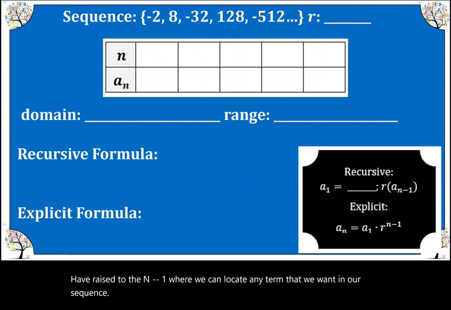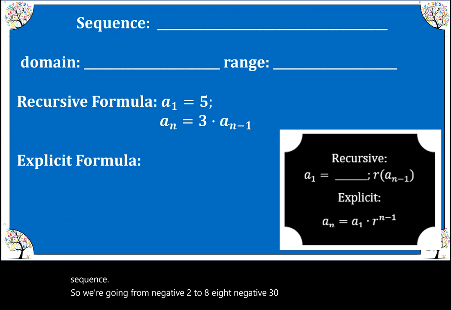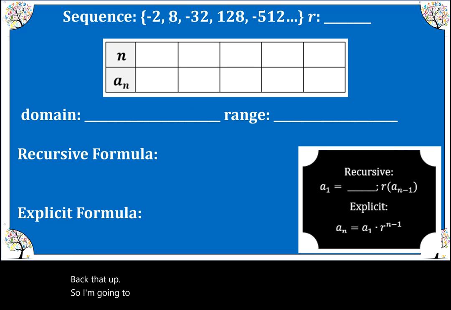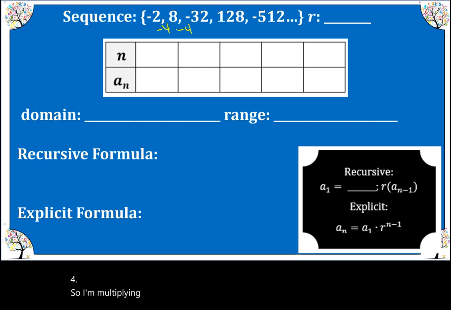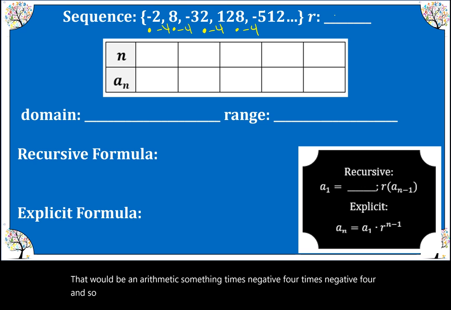So we're going from -2 to 8, 8 to -32, and so forth. Whoops. Let's back that up. So I'm going to have 8 over -2. That's going to give me -4. So I'm multiplying by -4 each time. So this is times. This is not minus. That would be arithmetic. So I'm saying times -4, times -4, and so on. So our common ratio or R value is -4.